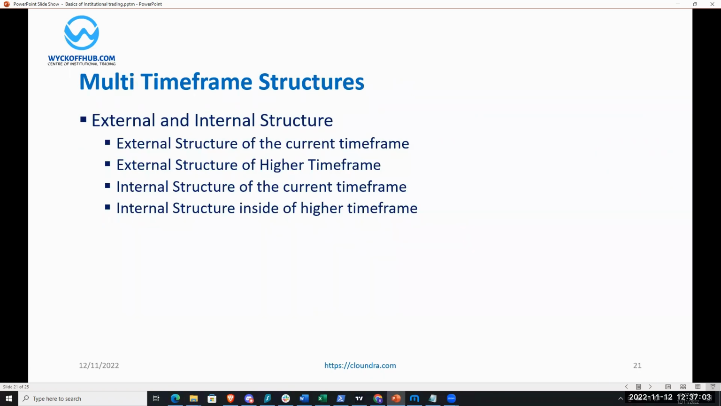Multi-time frame structure is where we're going to start today. But before this, we'd like to tell you what we have done in the last episodes. In the first episode, we learned about the institutional candlesticks. Then we learned more about the market structure. And now today we are deep diving into the market structure more.